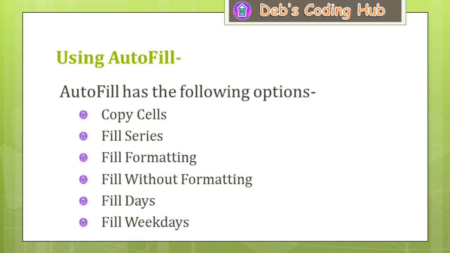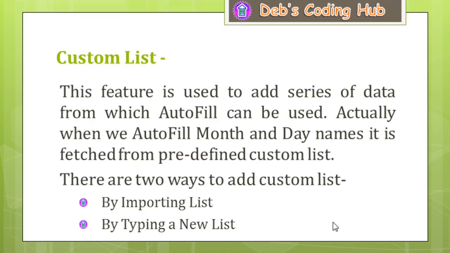So as we have performed all the options which are available in autofill, let us move to the next feature. The next feature of Microsoft Excel we are going to discuss is custom list. This feature is used to add series of data from which autofill can be used.